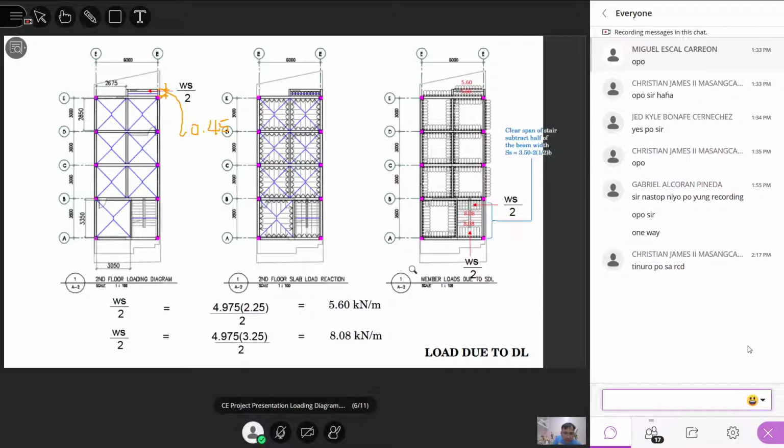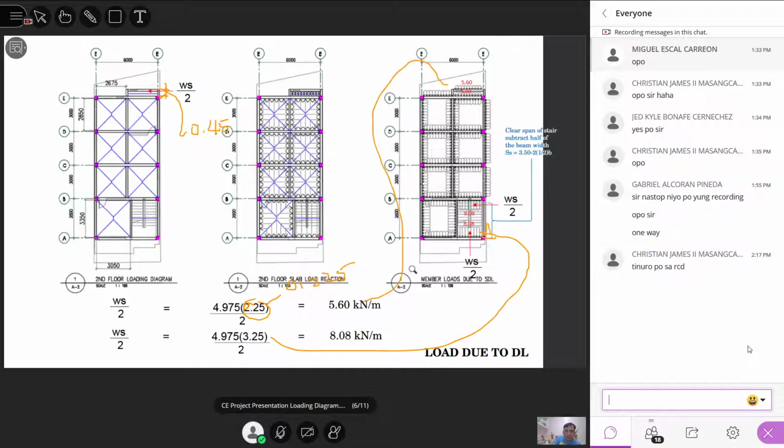Sorry class, mali ito. No, that is only 0.225. Maliit lang yan. Mali yung ginamit ko, 2.25. Okay, dito 3.25 pa. This 3.25 is for the stairs. This one is for the stairs. Okay? But this one is 0.225 lang yan, not 0.45 because that is only 0.45. So that's 0.225, not 0.25.